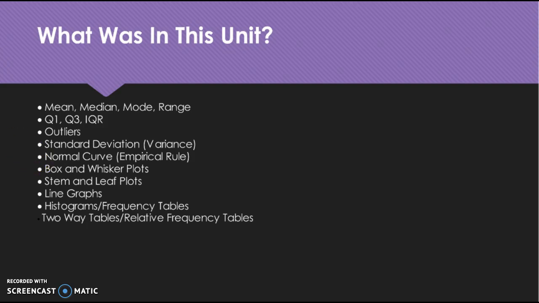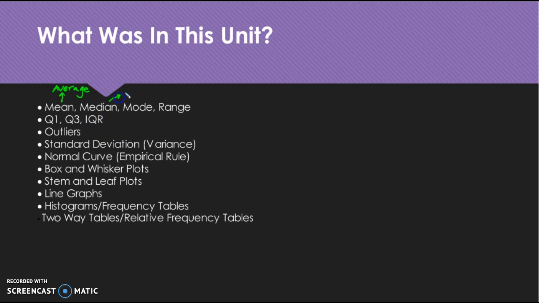And we didn't really talk a whole lot about range, but we did talk a lot about the mean, median, and mode. Remember, your mean is the average. Okay, so to find it by hand, we add up everything and then divide by the number of data points we have in that set.